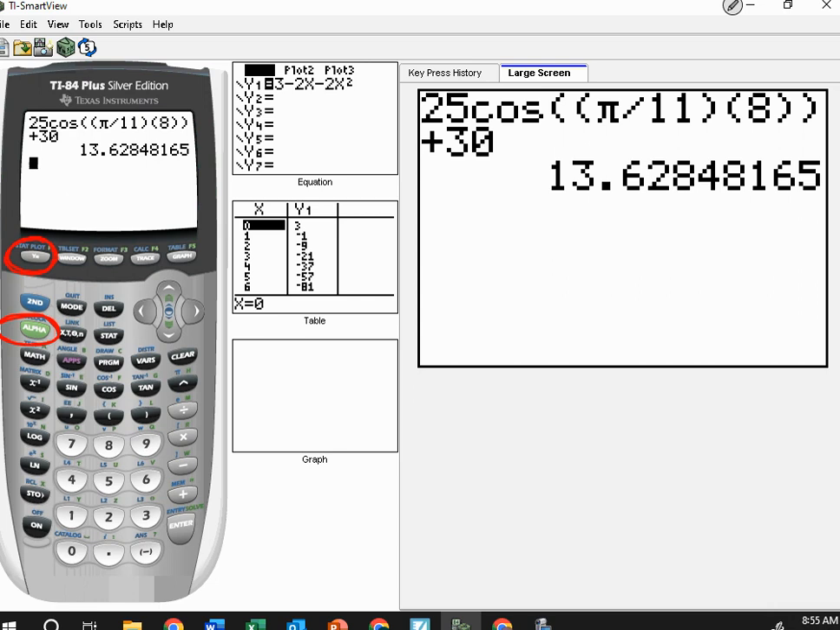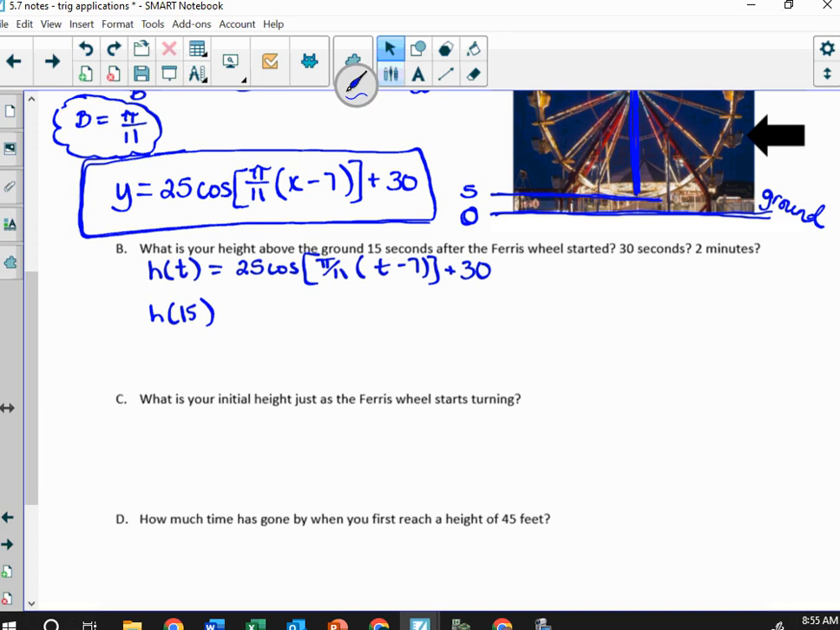And guys, we are going to round to 3 decimal places. I don't know if I said that. Please put feet after them.